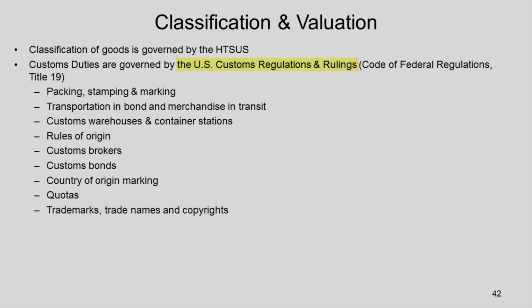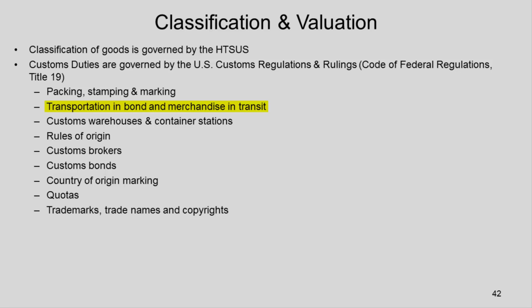Other issues that we as importers absolutely have to address long before we start importing are the rules and regulations around how goods are packed, how they're stamped and marked with things like country of origin as an important consideration. How about goods that have arrived in the United States but they haven't cleared customs? They haven't entered into the commerce of the United States.